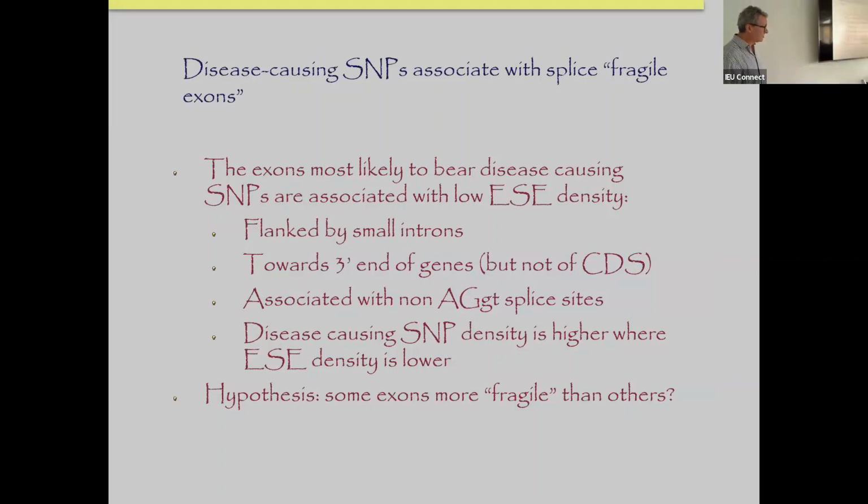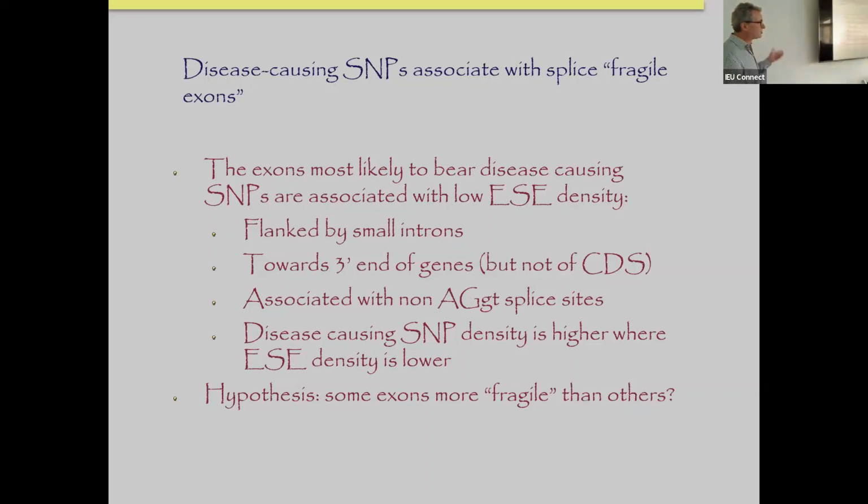This led us to another possibility: is there a flavor of exon that is more likely to have an effect via missplicing if you have a mutation in it? So again, we went back to ClinVar and looked at disease-causing SNPs, and asked what the properties of those exons are. The properties of those exons are that they look as though they're what you might call fragile, and they have properties that give them a very low ESE density.